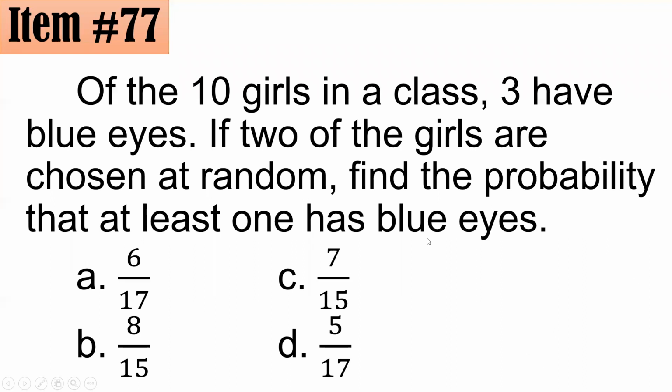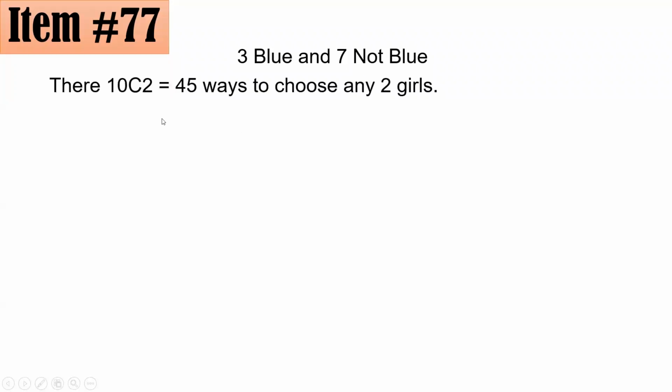Take note po, you are going to choose at least one has blue eyes. So there are 2 cases. The first case is only exactly one has blue eyes. So meron po tayong 3 blue at saka 7 po sa kanila ang not blue yung kulay ng mata. So there are 10 C2 or 45 ways to choose any 2 girls, di po ba? Kasi dalawa lang po yung pipiliin natin out of the 10. So if there are no restrictions sa pagpili, 45 ways all in all po sa pagpili ng dalawang babae.